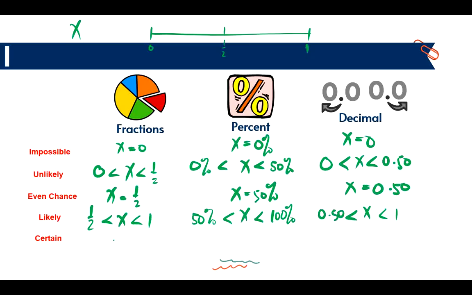For certain, our x is equal to 1. As a percent, our x is equal to 100%. As a decimal, our x is equal to 1. Okay? So we just look at the range where it falls, and that is its probability line.